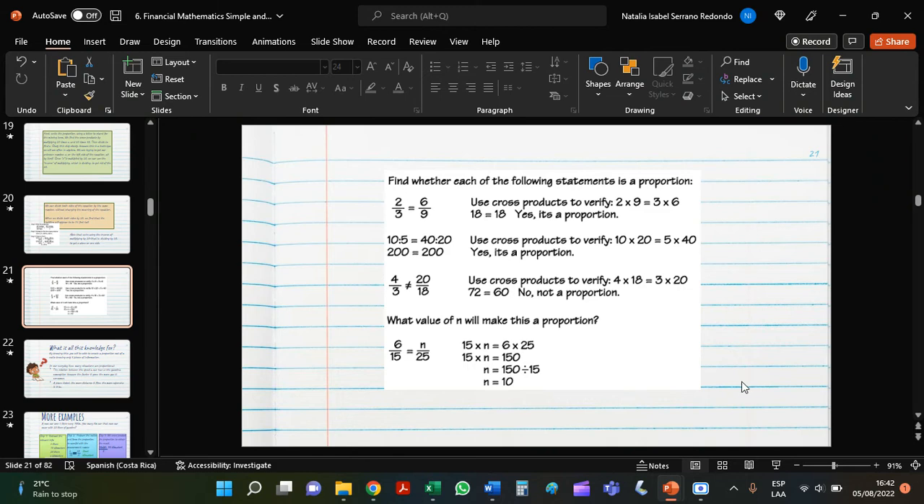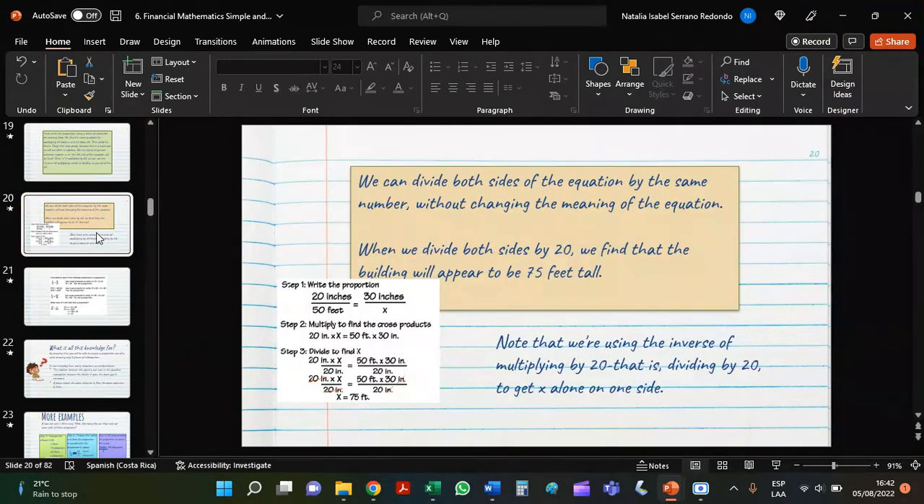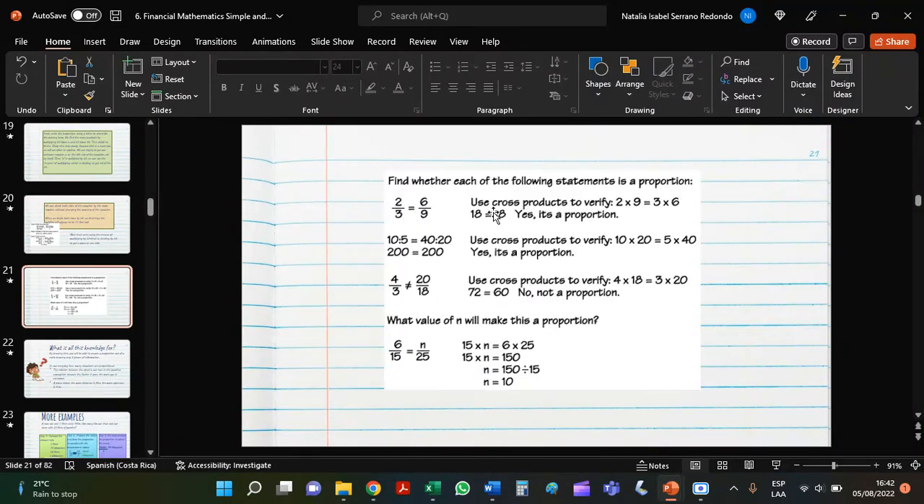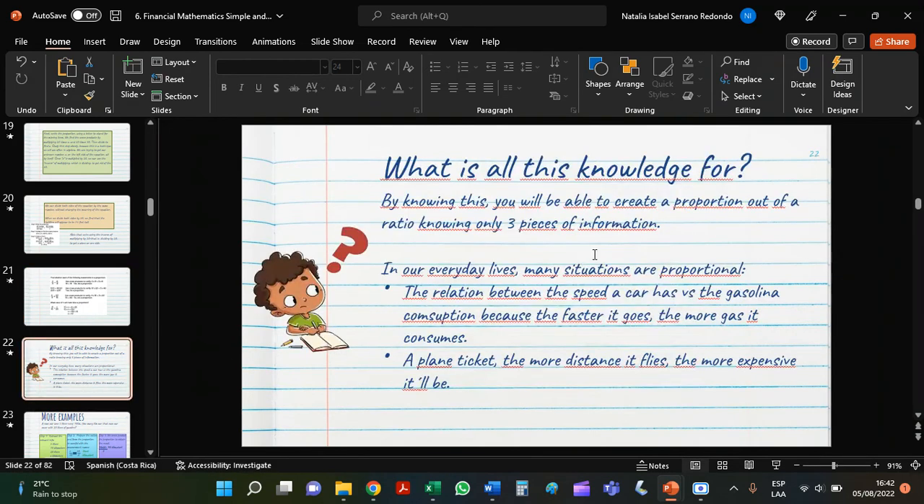This is another example. When you use the cross products, remember I am doing this very basic because I am trying to show you as if I were showing it on the whiteboard. Okay, it is the same example. We calculate things and we multiply them and then we divide them. Okay, what is all this knowledge for? By knowing this, you will be able to create a proportion out of a ratio, knowing only three pieces of information.